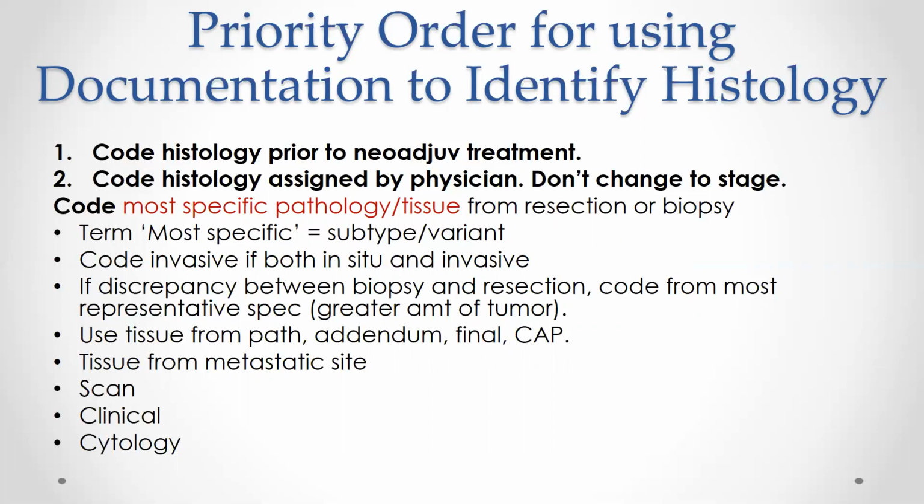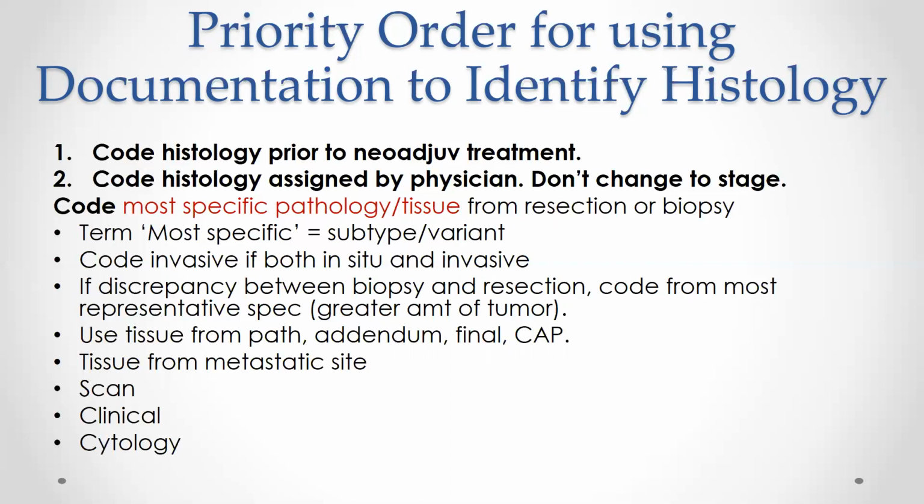Also, we want to code the most specific pathology or tissue from the resection or the biopsy. The most specific would be a subtype or a variant of that NOS. We're always going to code the invasive if you have both an in situ and invasive. Again, if there's a discrepancy between the biopsy and the resection, code from the most representative specimen or the greater amount of tumor.